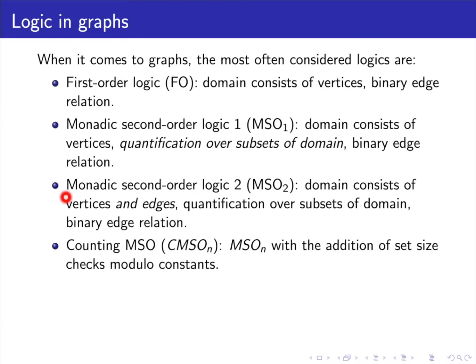Then there is also monadic second order logic 2, usually abbreviated as MSO2, and then the domain actually consists of vertices and edges, which is the interesting thing, and we can quantify over subsets of those. So we can also start quantifying over subsets of edges. And then the counting MSO, usually abbreviated as CMSO n, is the MSO n logic with the addition of a predicate that lets us check the set sizes modulo some constants. So you essentially get counting modulo something.